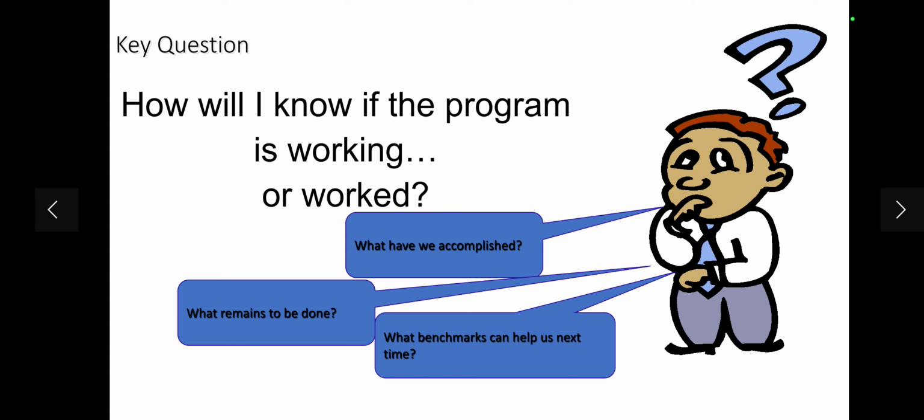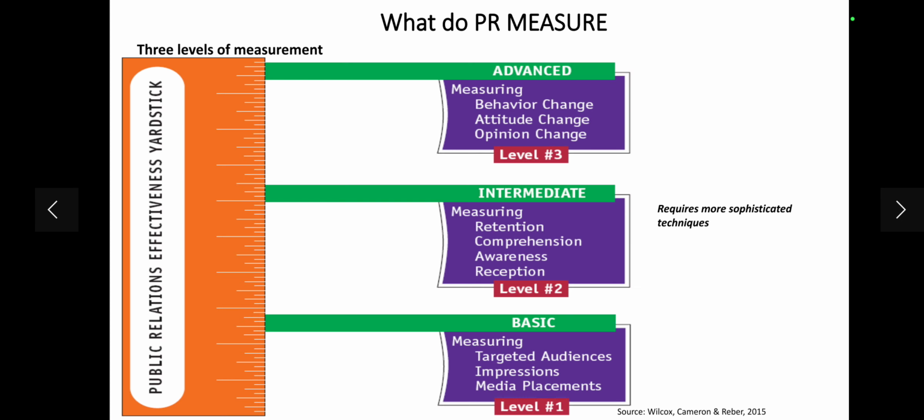Now, remember, there's already a video on that, so I'm not going to go into details, but to jog your memory, remember Wilcox, Cameron, and Reber, they have how to measure the levels of measurement in public relations, the basic, intermediate, and advanced, and then they show you which kind of measurement they believe is basic or intermediate or advanced.